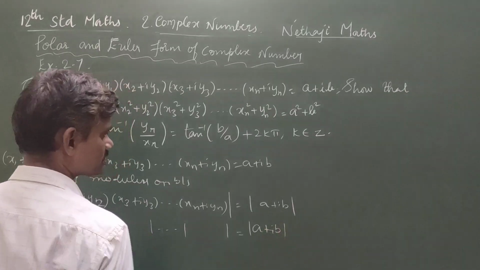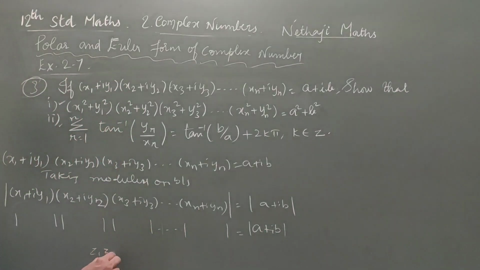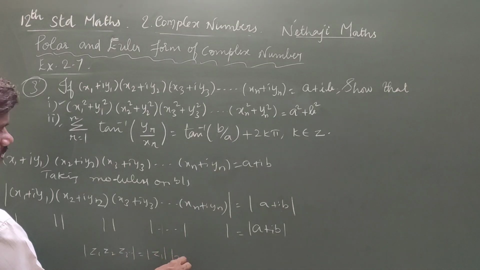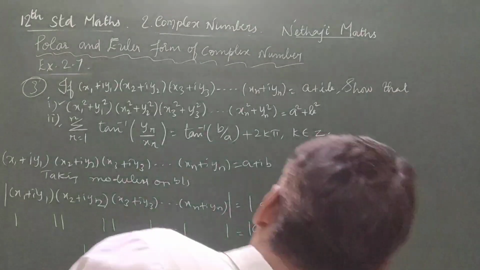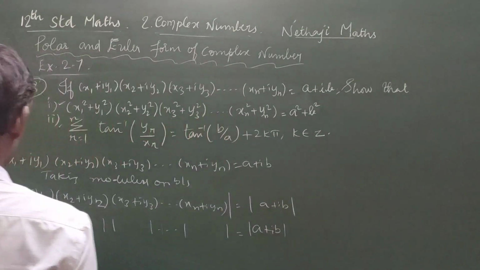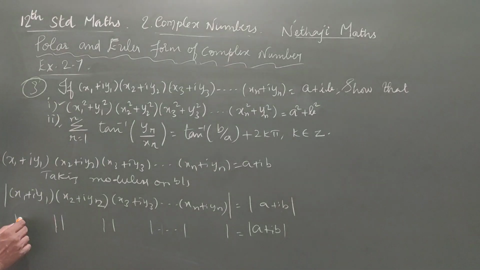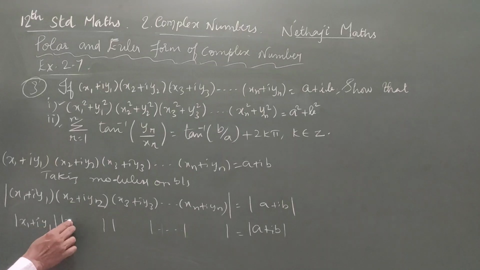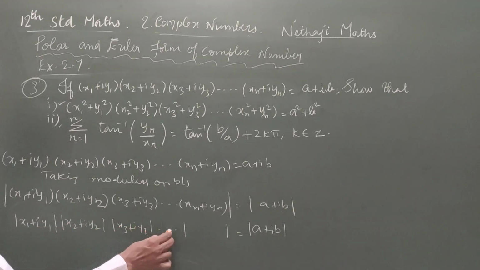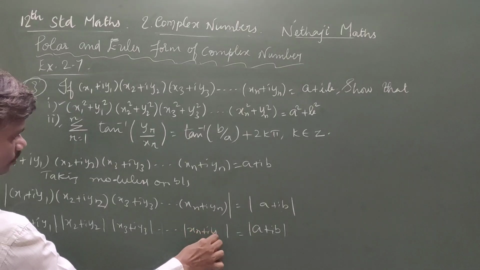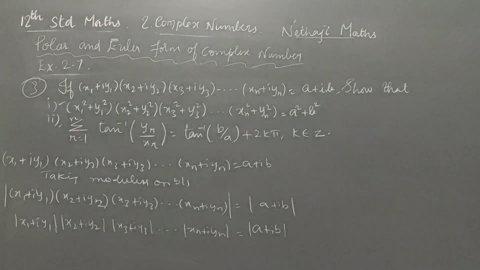Because the rule says modulus of z1 into modulus of z2 into modulus of z3 up to zn. If the modulus is of a product, you can split this as modulus of z1 into modulus of z2 into modulus of z3 and so on. As per that property, we split the modulus of the complex numbers: |x1 + iy1||x2 + iy2||x3 + iy3| up to |xn + iyn| equal to |a + ib|.